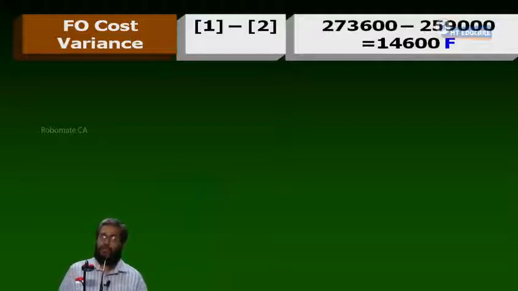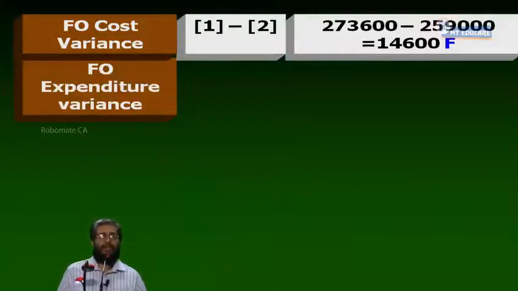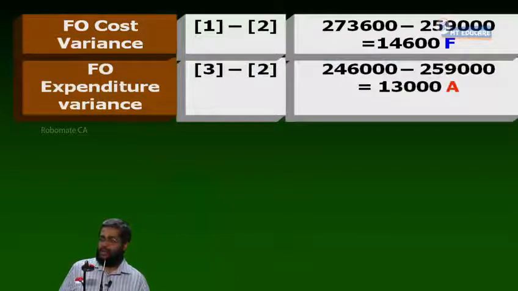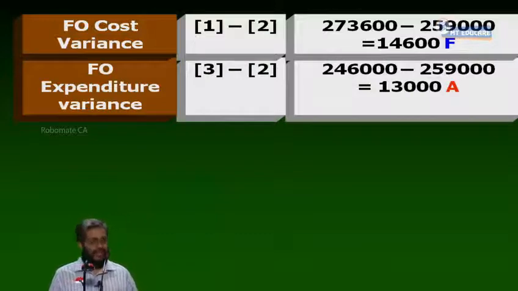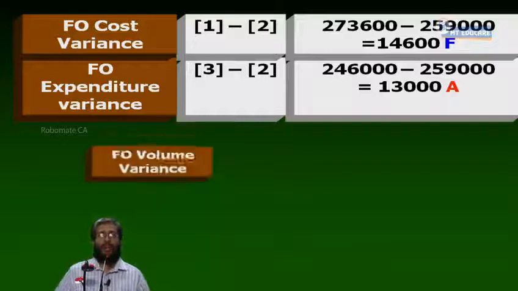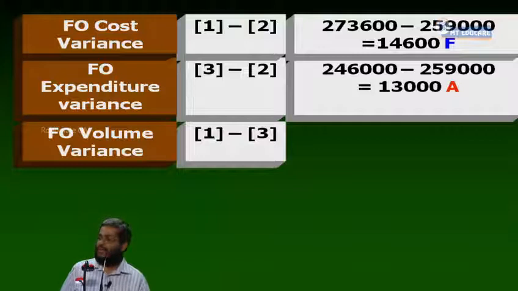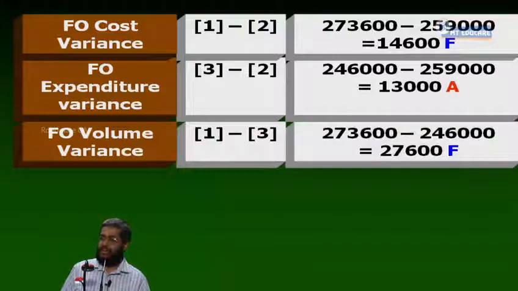Branch it into 2. Fixed overhead expenditure variance. What is the formula? 3 minus 2. What is column 3 minus column 2? 13,000 adverse. Second branch, fixed overhead volume variance, 1 minus 3. I think it is 27,600 favorable.